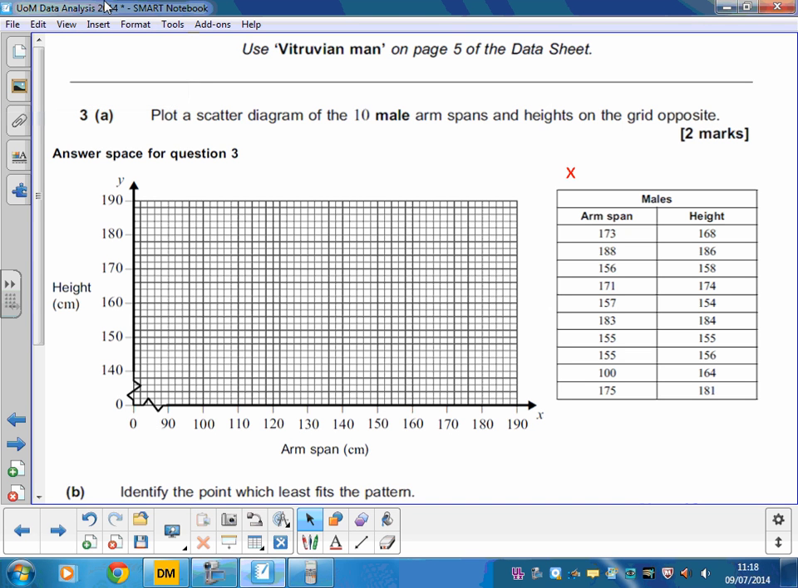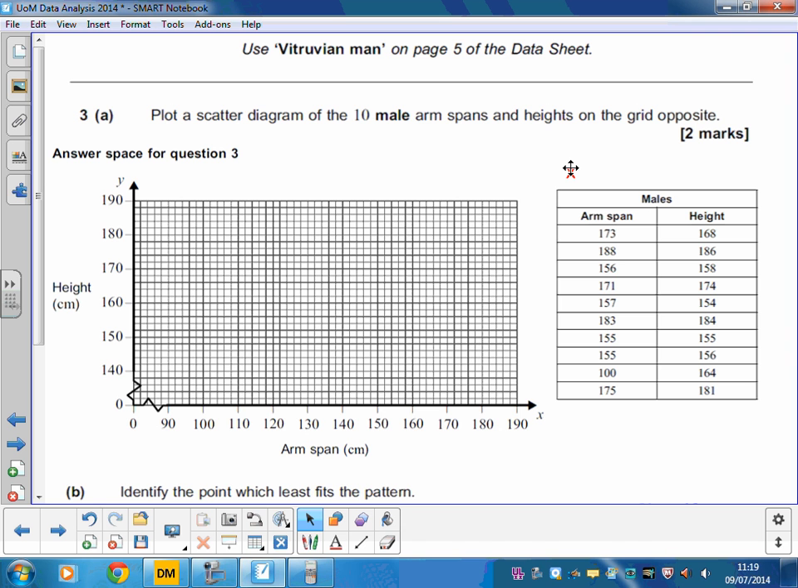Use maths data analysis 2014, question three. So question three is all about correlation and regression. It starts off very nicely with plotting a scatter diagram. All you're going to do, I've only put this in red, you'll be using black in the exam so we can see it clearly, is find the info for males from the data sheet and plot the points.